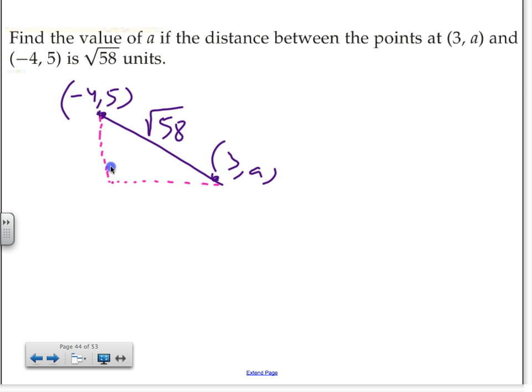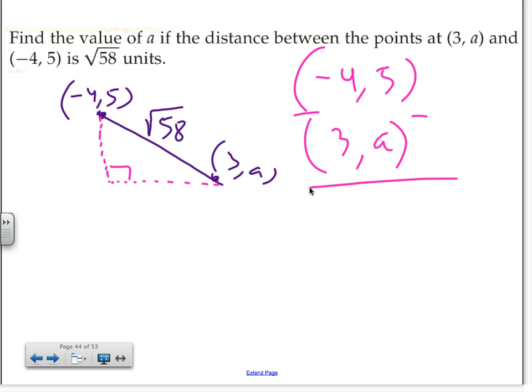I can certainly do a quick path to show you the rise and run between the 2 points, and let's figure out what we have. Remember, for us to find a missing side of a triangle, we need to have at least 2 sides given. Right now, we only have 1 side, so let's figure out the other 2. How do we find that? Subtract. Here's a negative 4 and 5, here's a 3 and A. Subtract it. What do we have? Negative 7, and 5 minus A.